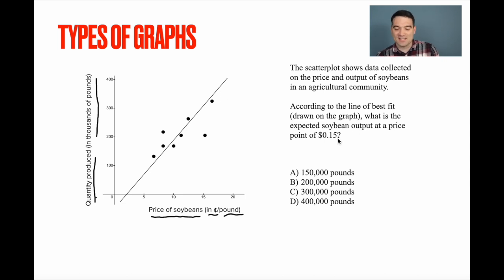So what this is asking is, according to the line of best fit, according to this model, not reality, what would you expect the output at 15 cents to be? Well, there's 15 cents. If I go up to the line of best fit, I'm right around 300,000. Now, some people might have said, but in reality, the only data point we have is that when it's 15 cents, it's 200,000 pounds of output. Doesn't matter. We're talking about the line of best fit. So the correct answer here is C.